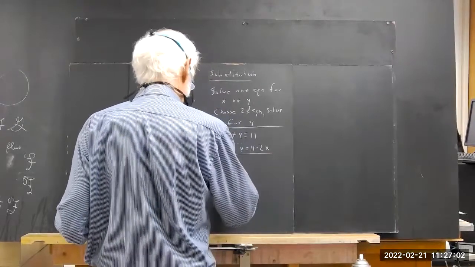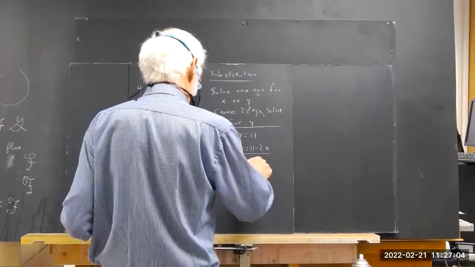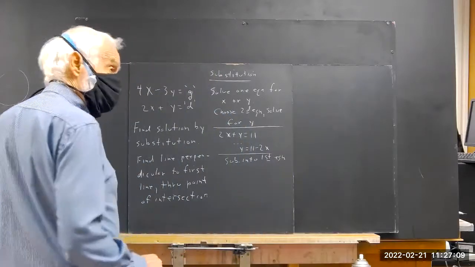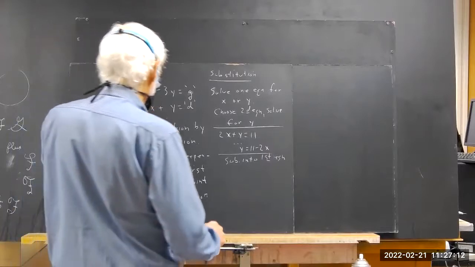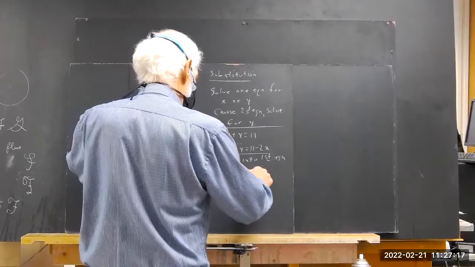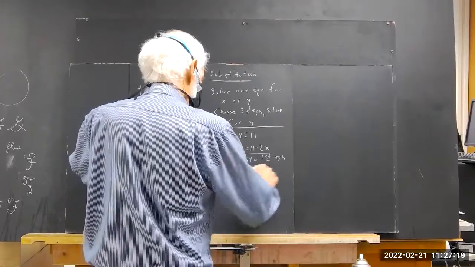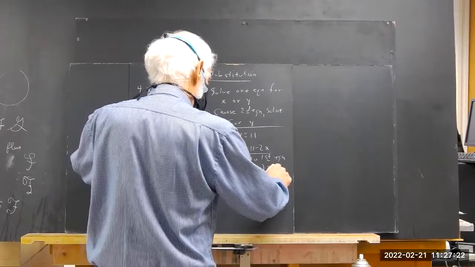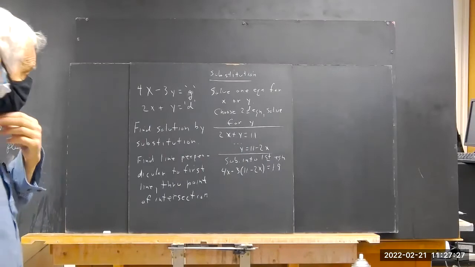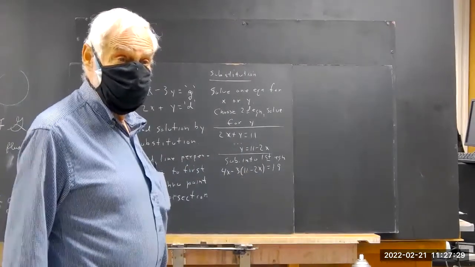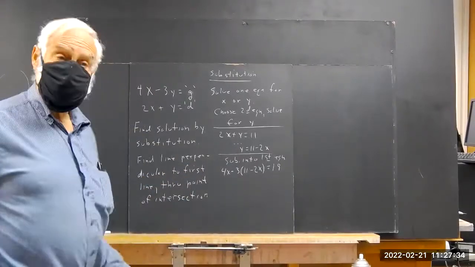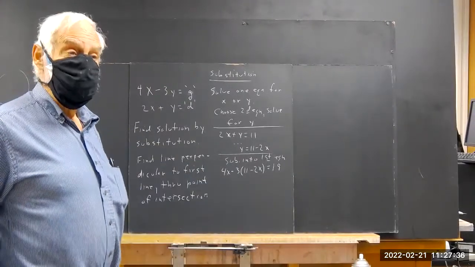Now, we substitute that into the first equation, right? We get 4x minus 3 times y, but now y is equal to 11 minus 2x, equals, let's say that's 19. Okay. And now that's an easy equation to solve for x. No fractions. And if it did have a fraction, what would you do? You'd multiply by a common denominator so you don't have to work with the fractions.